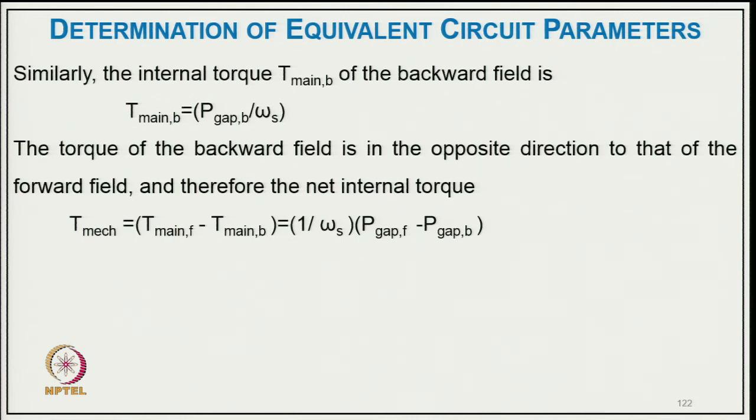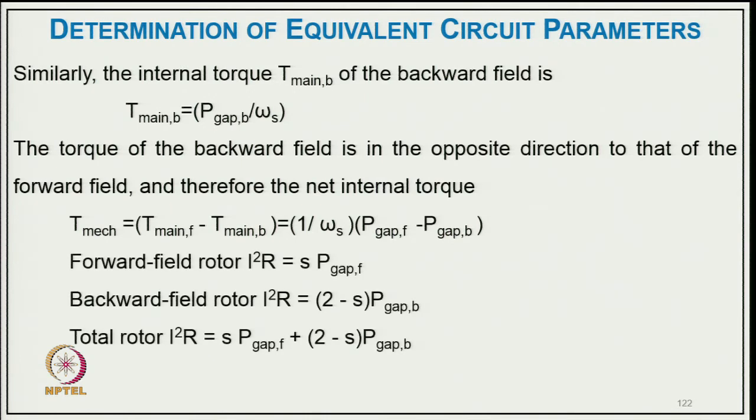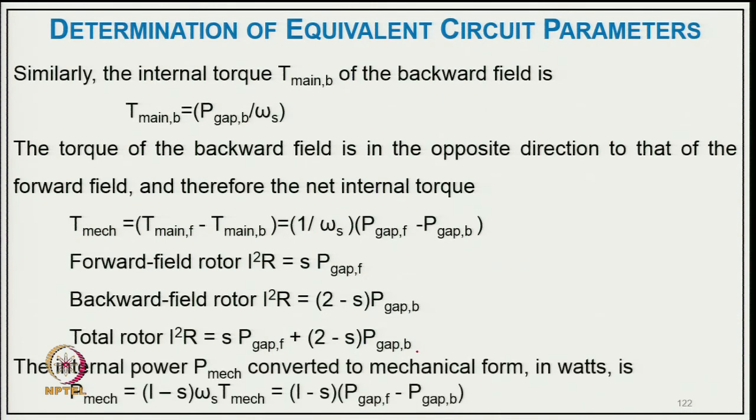Therefore, the net torque T mechanical will be T main forward minus T main backward, that is equal to 1 upon omega S times PGF minus PGB. The forward field rotor I square R will be S PGF and the backward field rotor I square R will be 2 minus S PGB, and the total I square R will be S PGF plus 2 minus S PGB. So, the internal power converted to mechanical form will be P mechanical equal to 1 minus S omega S T mechanical, that is 1 minus S into PGF minus PGB.